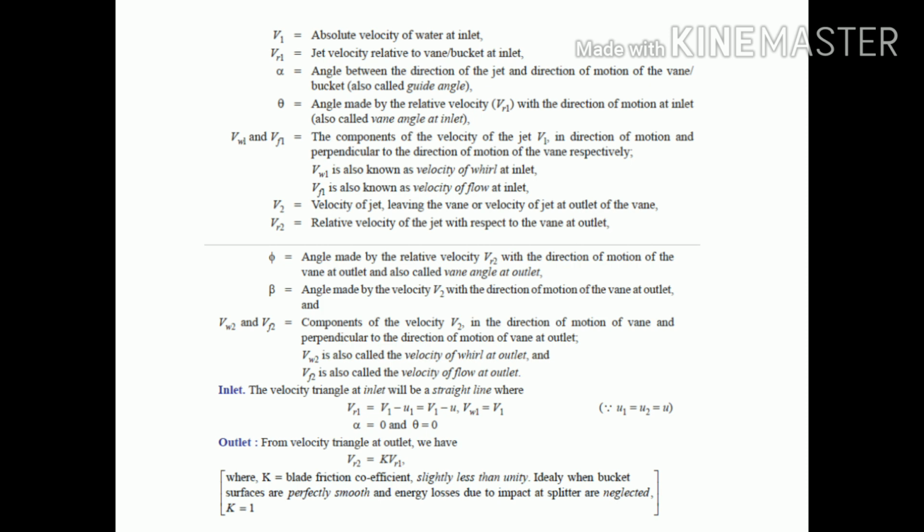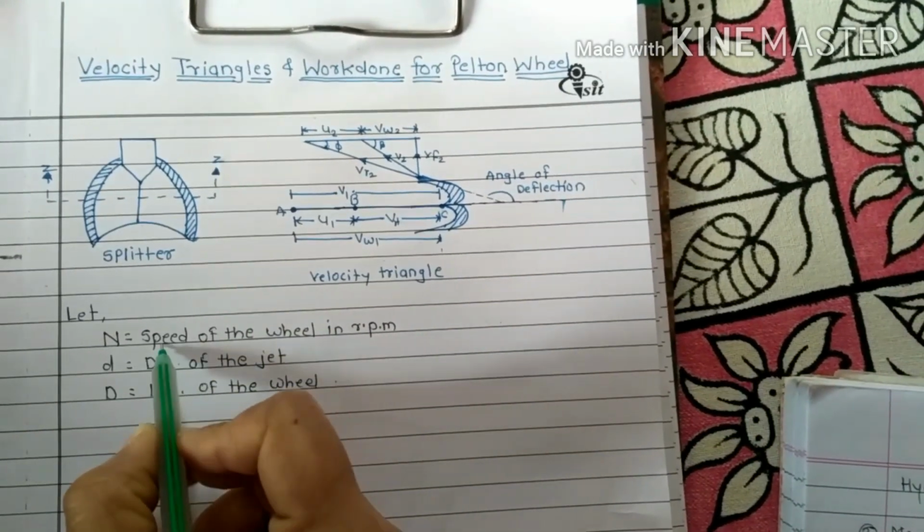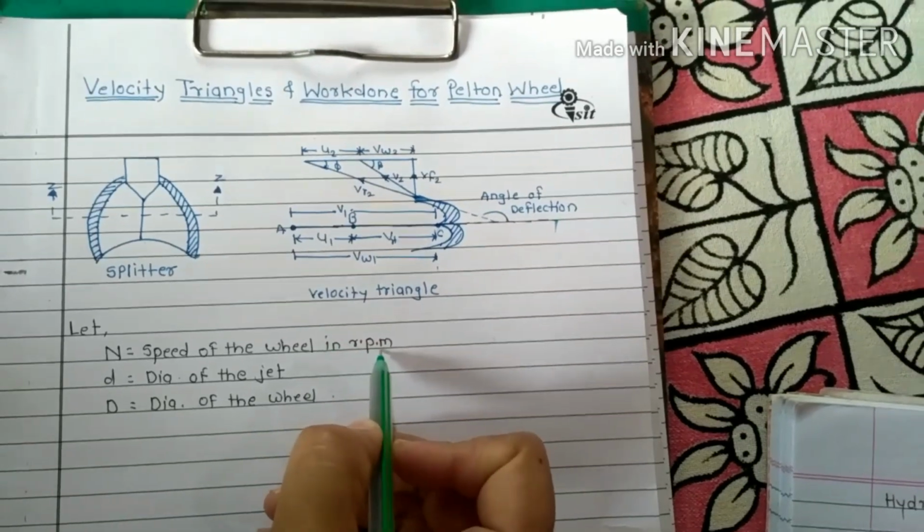Now, as I have explained earlier, alpha is the absolute velocity of the jet at inlet angle, that is you can say as a guide angle also, and theta is the relative velocity angle, that we can say as a vane angle also. By just reading it you can understand easily. And similarly for outlet velocity triangle, v2, vr2, vw2, vf2, phi and beta, these things are there. Now just remember, the n is the speed of the wheel in rpm.